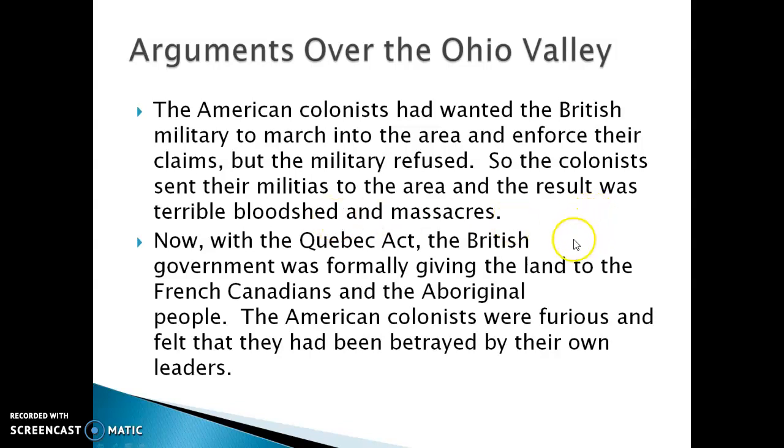So now the Quebec Act comes in, and with the Quebec Act, the British government formally gave the land to the French Canadians and to the Aboriginal people. So the American colonists were furious. They felt they had been betrayed by their own leaders.